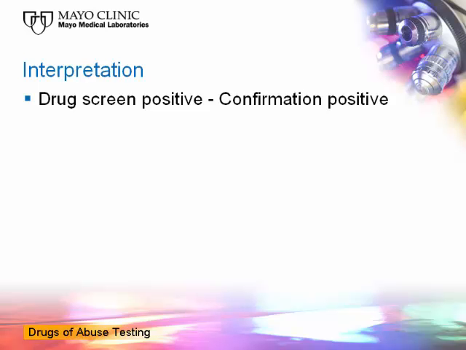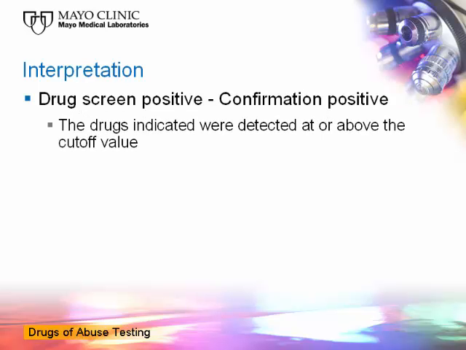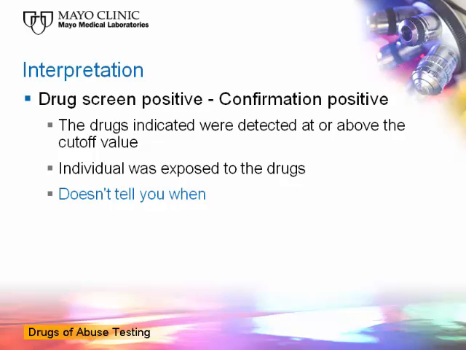Now, we're going to get into a little bit of the nitty-gritty here of drug screen interpretation. When a drug screen is positive and the confirmation test is positive, it pretty much is obvious that the drug indicated in the report was detected at or above the cutoff value that is also indicated in the report. That's probably the easiest one to figure out. The individual was exposed to the drug. But remember, it doesn't tell you when.